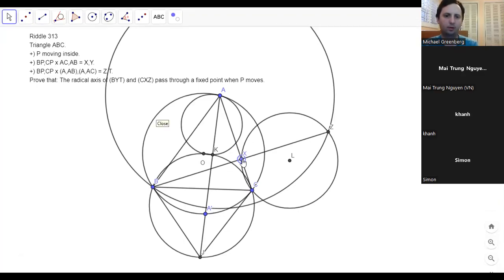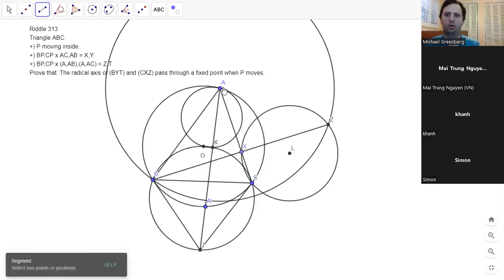How does that prove it? I don't see a proof right now, but K lies on the radical axis of A prime and CXZ. Oh, how do we know that? Or how do you know that? Yeah, if you can show that, I think it would solve it. Oh, no, I didn't prove that. Sorry.